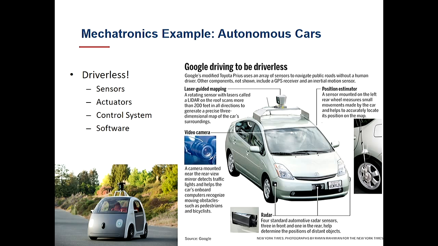Of course, it has actuators. It has to be able to drive. It has to be able to turn and move around. And then the control system as well, so how it makes decisions on what to do. And that's all implemented in the software. So this is a really good example of how technology is moving more towards mechatronics and intelligent systems.